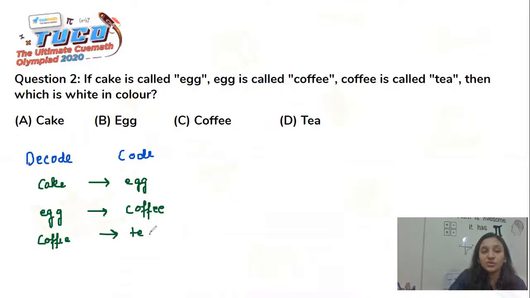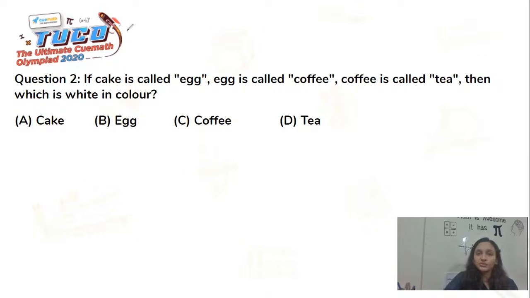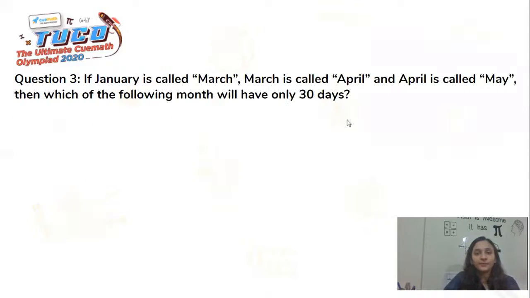Now the question says, which of these is white in color? So out of the original words which we have, which is cake, egg and coffee, which is white, we clearly know that egg is white in color, but egg has been coded as coffee. So the correct answer to this question would be coffee, because whenever you are saying coffee, it is not actually coffee, but it means egg, which is white in color. And that's how you solve these type of problems, substitution coding. We'd move on to the next question then.